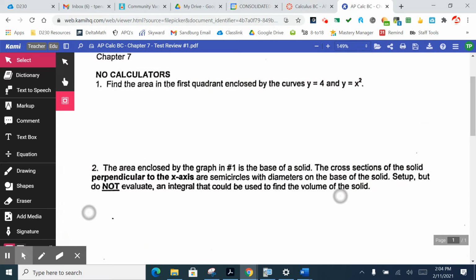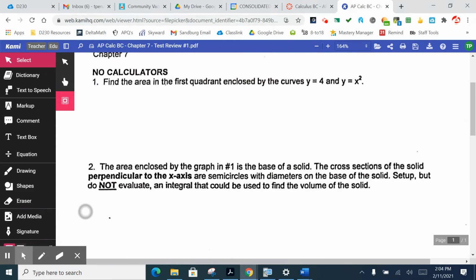So for number 1, here are a couple of equations. Go ahead and make sure you can graph this without your calculator. They don't give you anything crazy to graph. They're not giving you something like cosine of x times e to the 3x and expecting you to know what that looks like without a graphing tool. But these two equations, we should definitely be able to graph.